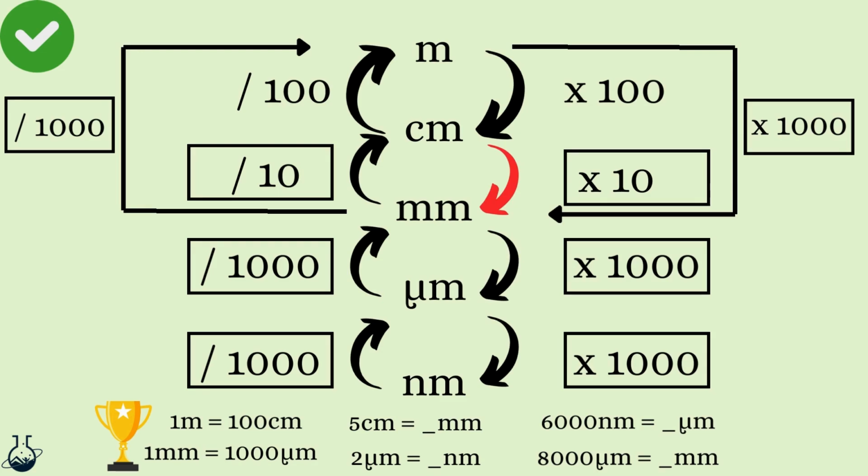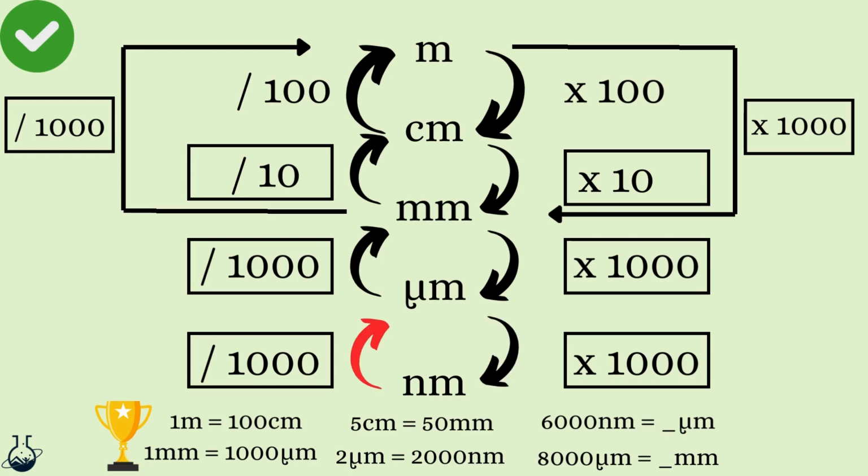5 centimetres to millimetres is this jump here, times 10. So 5 times by 10 is 50 millimetres. 2 micrometres to nanometres is this jump of times 1000. So 2 times by 1000 is 2000 nanometres.